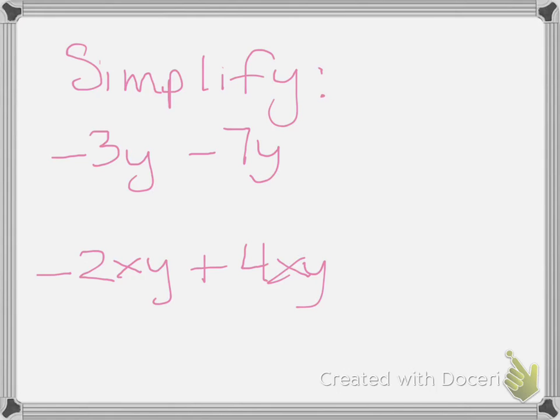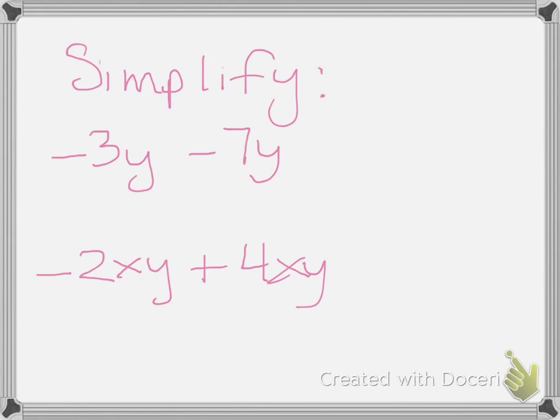Now remember, simplifying an expression doesn't mean you're going to come down to one term. You might still have 2 terms or 3 terms, but sometimes you will have one term. So let's look at these examples. If you want to write these in your notebook, that's fine. You don't have to, but if it makes you feel better to have more examples, that's a good idea.